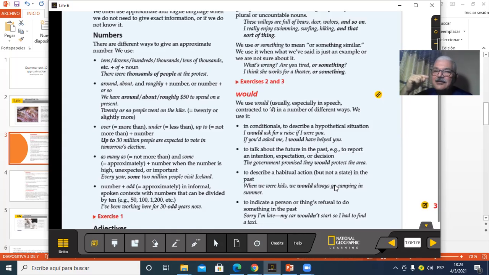And then after that, we add a noun. For instance, there were thousands of people at that time in that region, okay? So there were thousands of people at that time in the region.